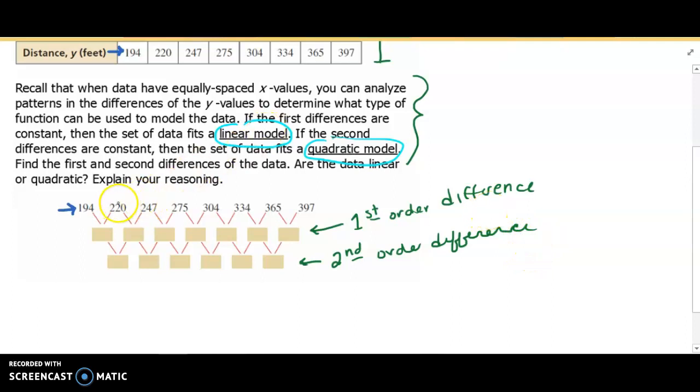Okay, so all we're going to do is compare these two. We're going to find the difference in these two numbers. So basically, if I go from 194 to 220, I'm increasing by 26.